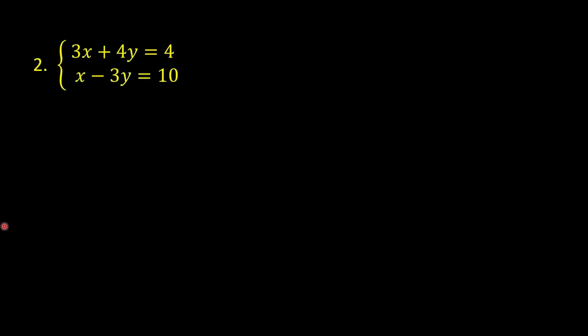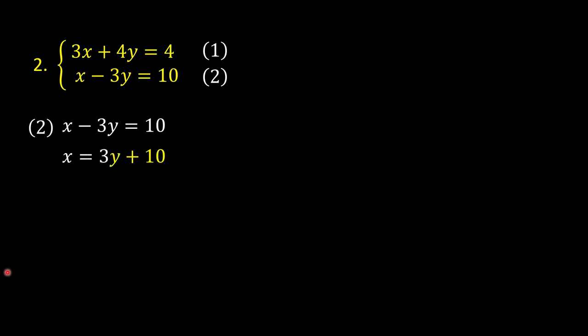Example number 2. Let us call the first equation equation 1 and the second equation equation 2. We are going to solve for either of the two variables in either of the two equations. It is easier to solve for x in the second equation. So we are going to solve for x in equation 2. x minus 3y is equal to 10. Let us use transposition.